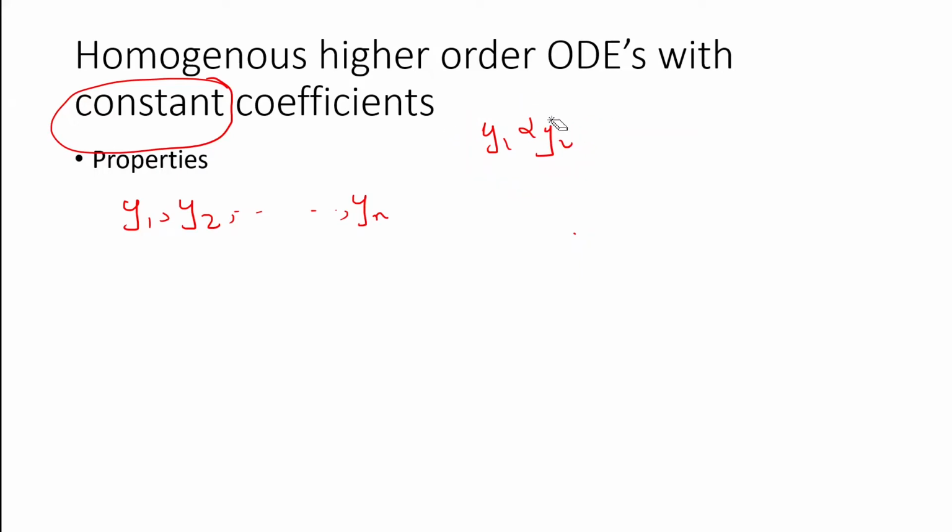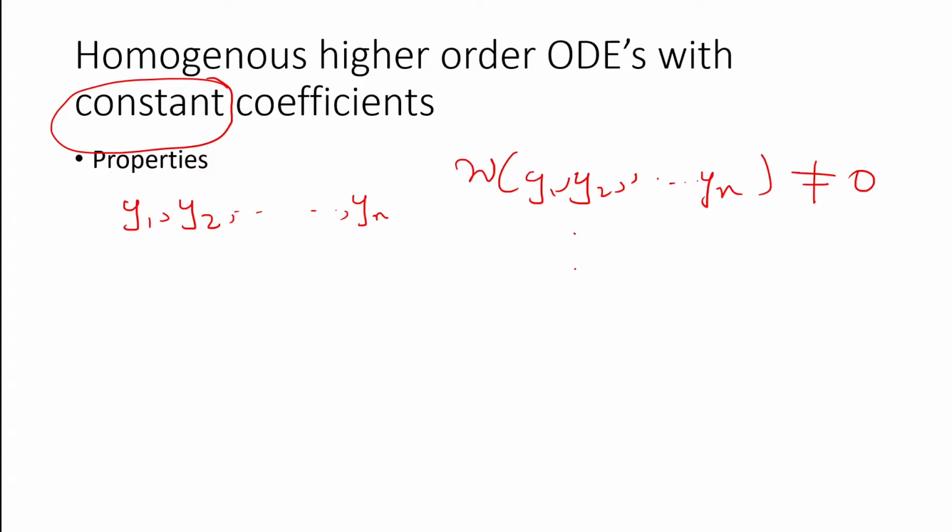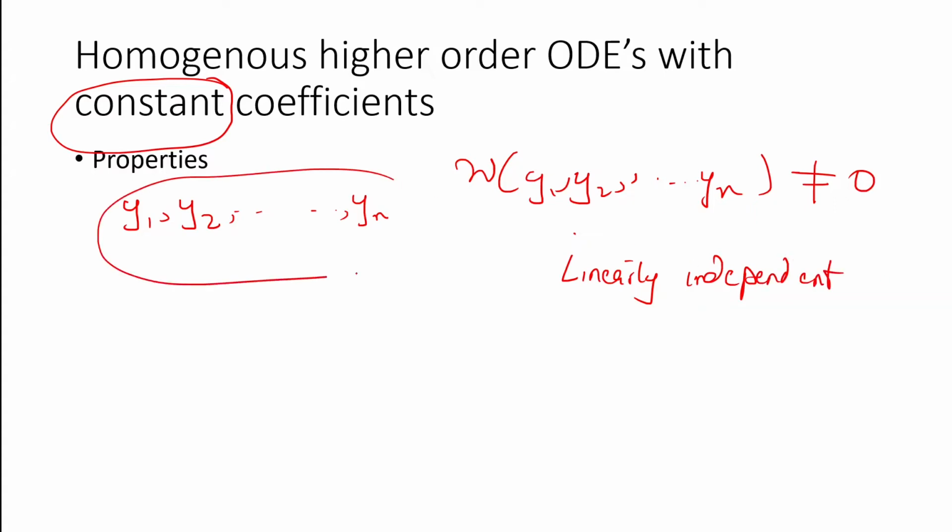So we define a function which is called the Wronskian. The Wronskian of some n functions, if the Wronskian of n functions is not equal to 0, then we call these linearly independent. If the Wronskian of some n functions which we defined is not equal to 0, then these n functions are linearly independent. So the question arises as to what exactly is a Wronskian. So let me demonstrate with two variables.